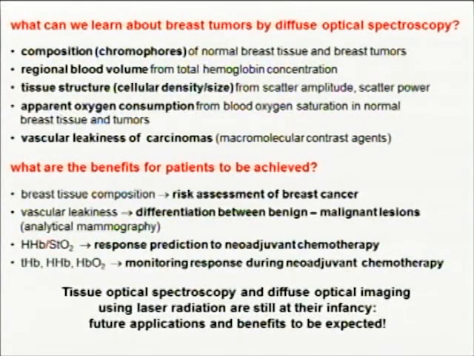We get information about tissue structure, that is, cellular density and cellular size, from scatter amplitude and scatter power. We measure the apparent oxygen consumption from blood oxygen saturation in normal tissue and breast tumors, and may even take advantage of that. And something which I did not go into, we measure the vascular leakiness of carcinomas using macromolecular contrast agents. So, what are the benefits for the patients?